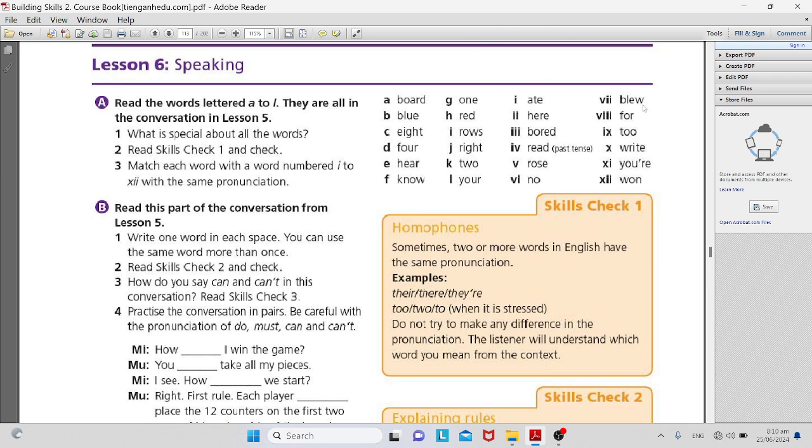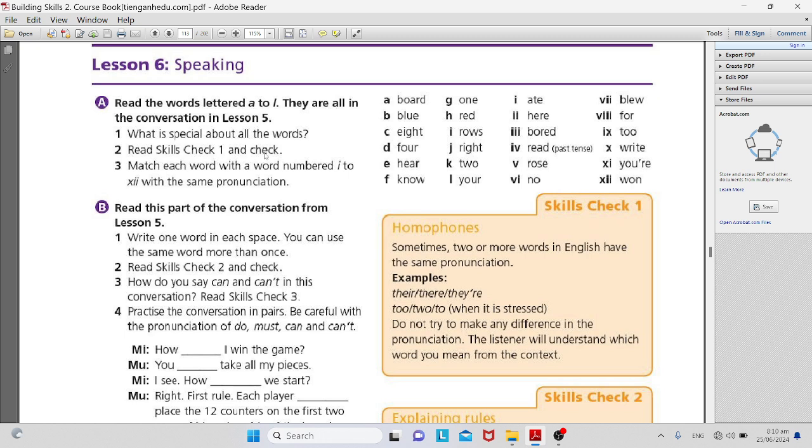All of the words are put in two classes, or categories, or groups. A to L, and these are the Roman numbers from here, from 8 up to the end. Okay, what's special about all the words?